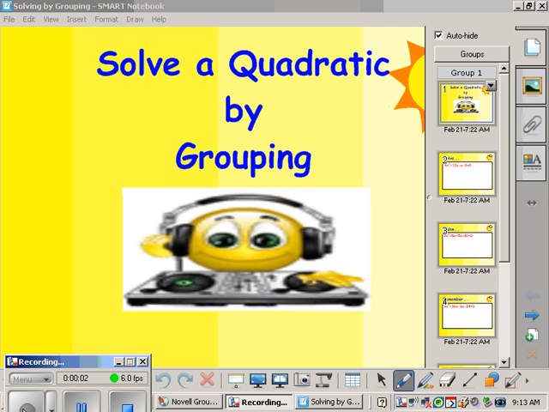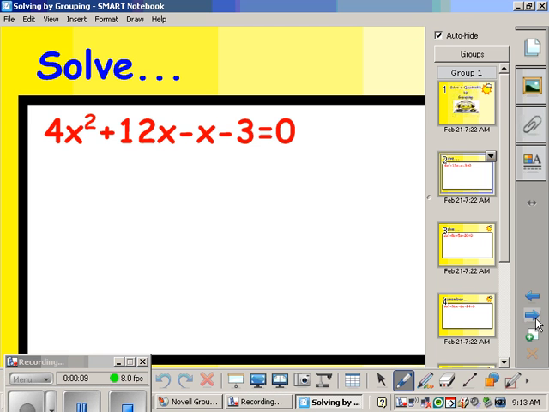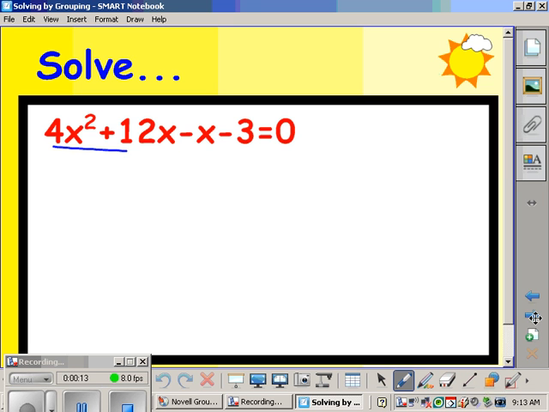In this lesson, you're going to learn how to solve a quadratic equation using the grouping method. Let's take a look at the first example. In a previous lesson, you learned that if you have 4 terms in your polynomial, there's a possibility you can factor this using a method called the grouping method. So let's take a look and see if it works in this case.